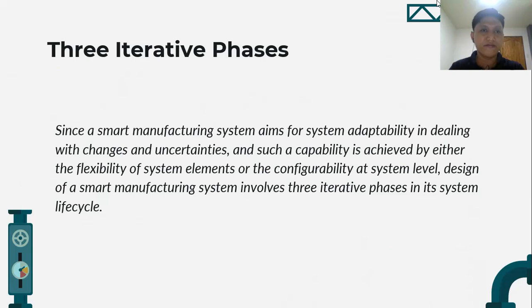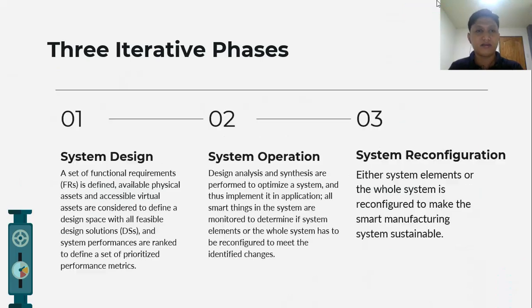3 iterative phases. Since a smart manufacturing system aims for system adaptability in dealing with changes and uncertainties, and such a capability is achieved by either the flexibility of the system elements or the configurability at a system level. Design of a manufacturing system involves 3 iterative systems in its system life cycle.